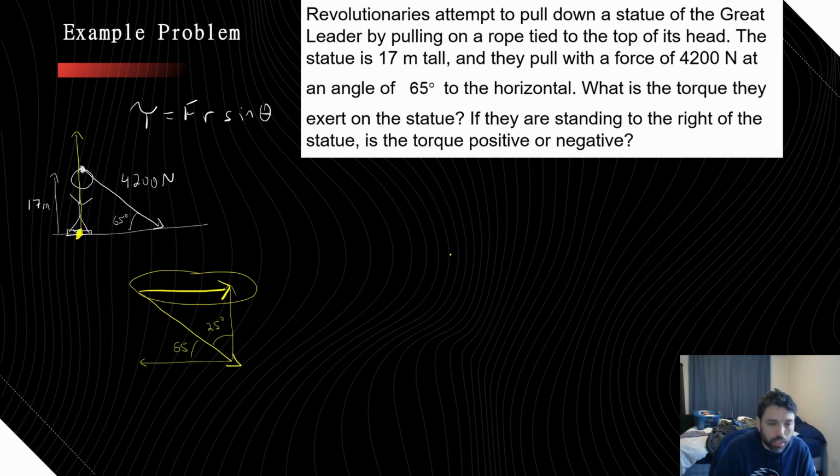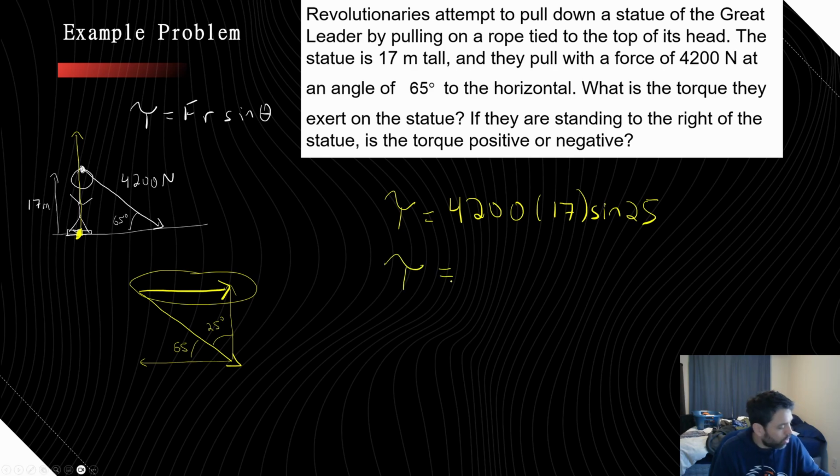So always double check. But anyway, the torque will be F is 4,200, R is 17, and now we know the sine of 25 degrees, not 65 degrees. I keep saying 35, it's 25 degrees. Then we're going to get an answer. Make sure you're always in degree mode for these. 4,200 times 17 times the sine of 25. I'm getting about 30,000. That's 30,175 Newton meters of torque.